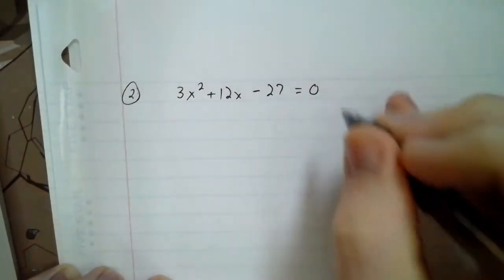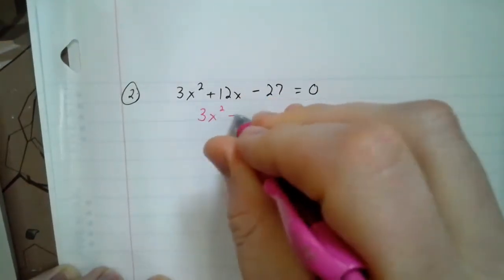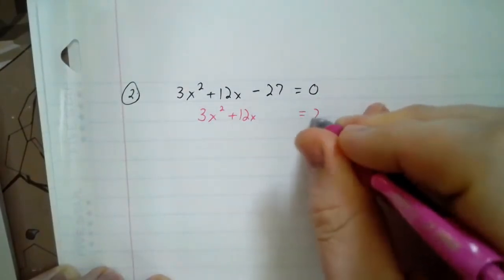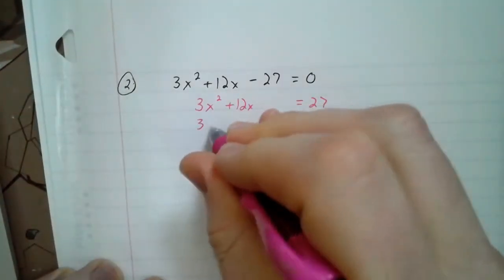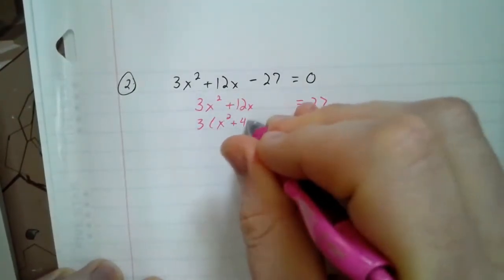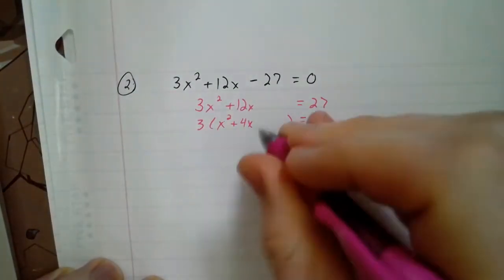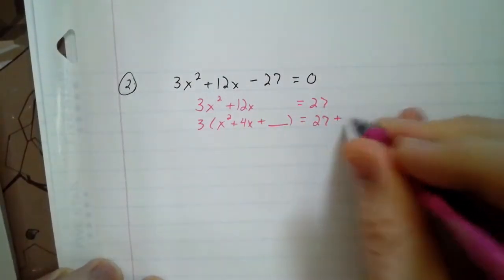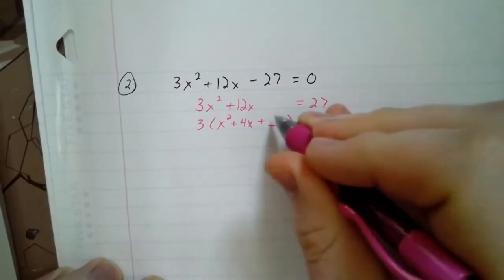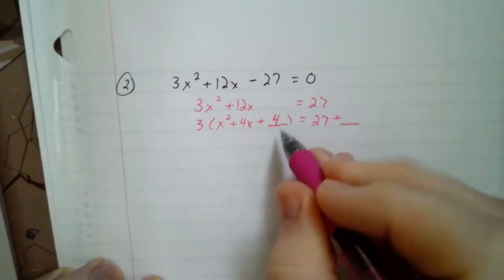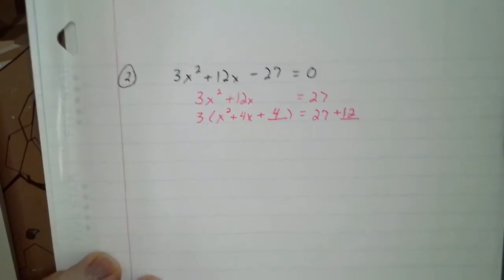So here, first thing I'm going to do is move the 27 to the other side. So I end up with 3x squared plus 12x equals 27. Okay. Now I'm going to factor out that 3. So I get 3 times x squared plus 4x equals 27. Now I'm going to fill in the blanks. Plus blank plus blank. Half of 4 is 2. 2 squared is 4. So I'm going to put a 4 on this line, which is the same as 4 times 3, 12. Okay, don't forget that step.